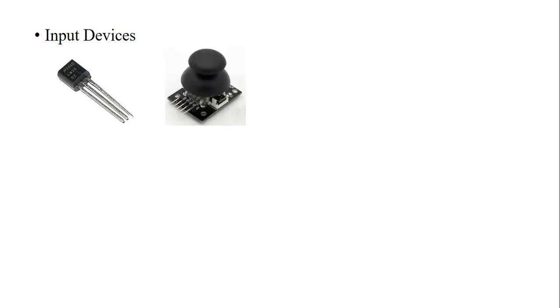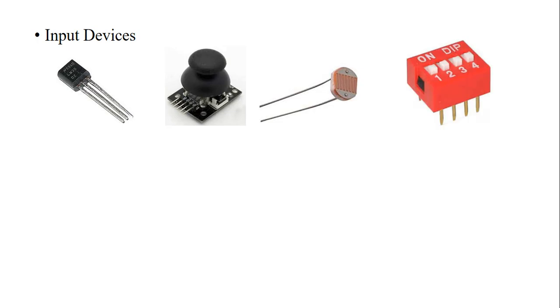Then comes the input devices. Input devices may be anything. It may be sensors. Here I include the temperature sensor, joysticks, LDR (light dependent resistors), and DIP switch. A DIP switch gives the 0 1 0 1 combination.